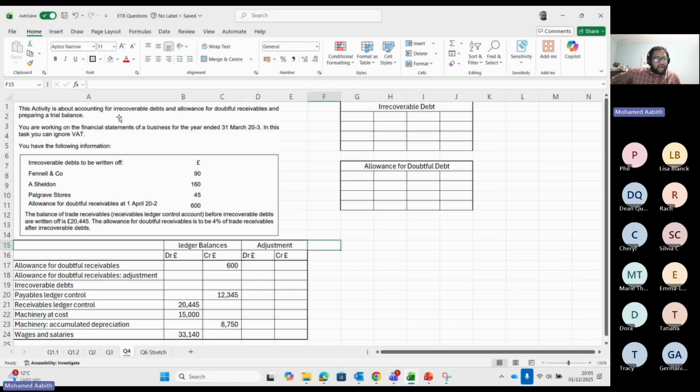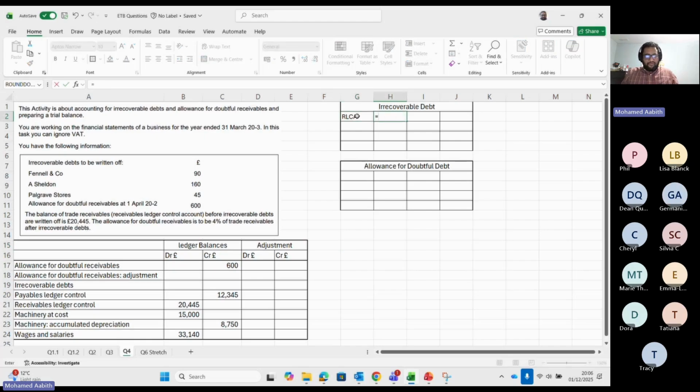The following irrecoverable debts are written off: 90 pounds for Fennel, A. Sheldon 160, and 45 for Palgrave stores. So altogether, all this irrecoverable debt is going to be written off. So what we're going to say here, RLCA for the value of 90 pounds plus 160 pounds plus 45 pounds, that equals 295 pounds. It's going to be written off there.